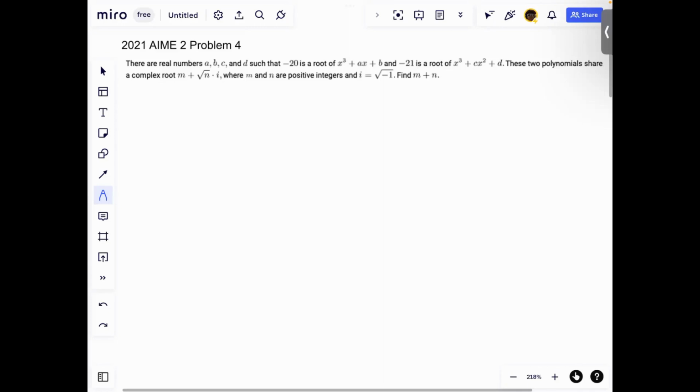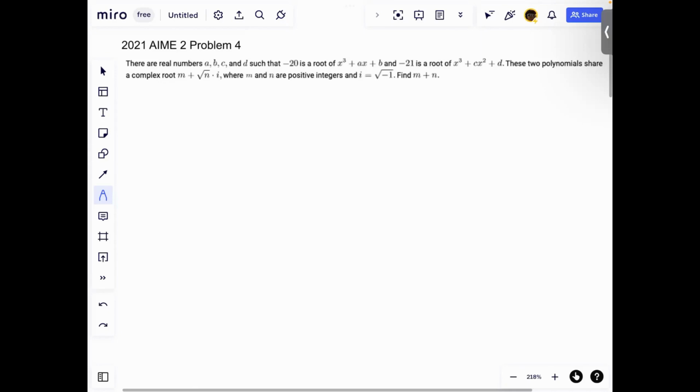Okay, so it's been about 2 minutes, so I'm gonna start explaining it. So we have real numbers a, b, c, and d such that -20 is the root of x cubed plus ax plus b, and -21 is the root of x cubed plus cx squared plus d. These two polynomials share a complex root m plus root n i, where m and n are positive integers and i is equal to the square root of -1. And we want to find m plus n.